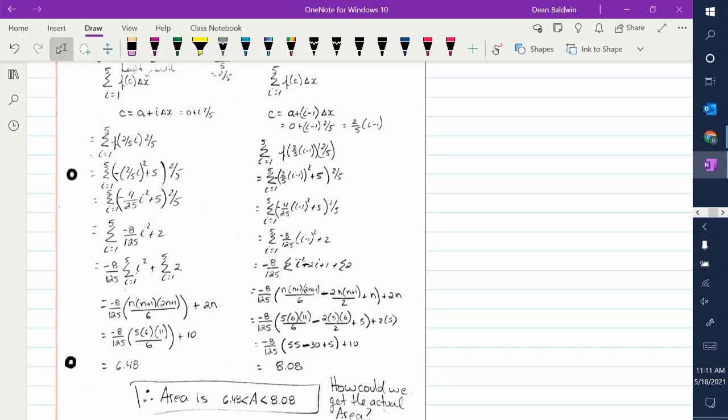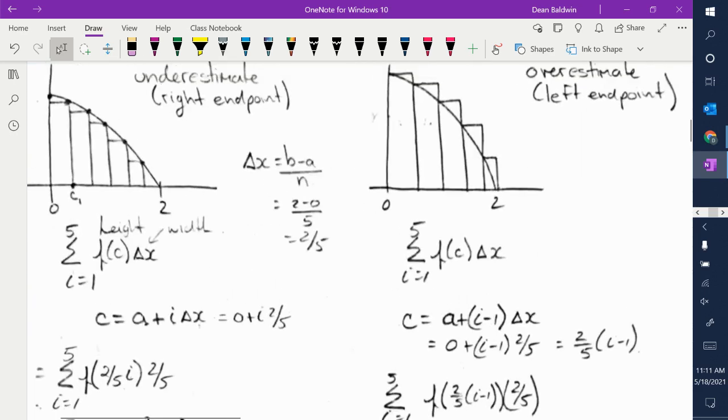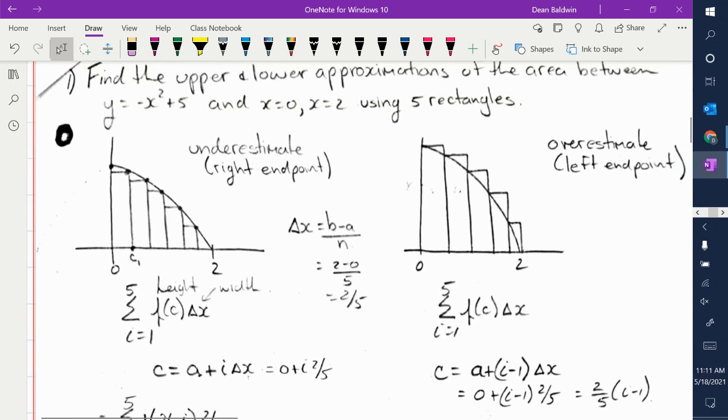My question to you is, instead of doing it like this, in terms of overestimate, underestimate, how could we get a more accurate answer? Find the area of the rectangles and then the triangles. Okay, that's correct. That would be the actual area, which is what I want to get to, but how could I do it just using rectangles? What would I have to do?